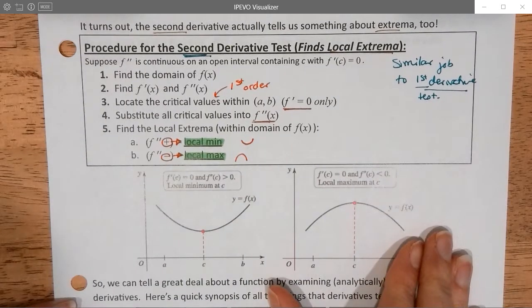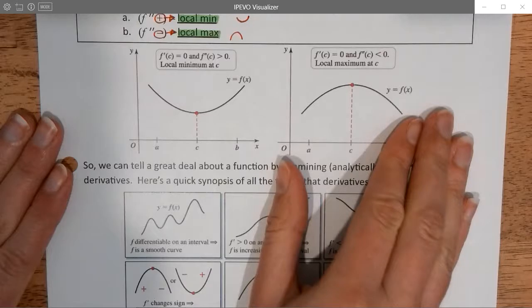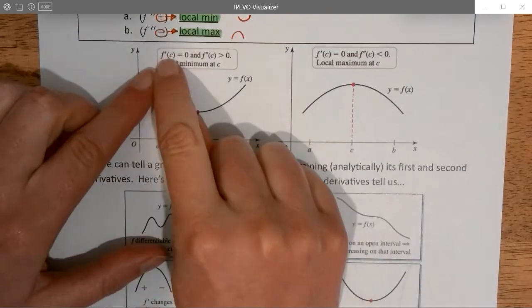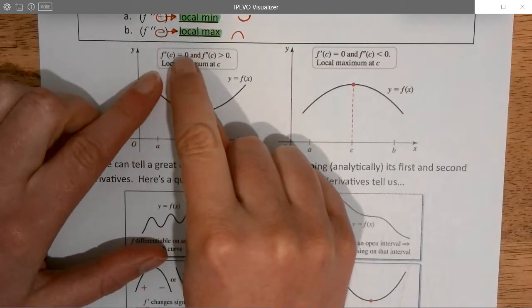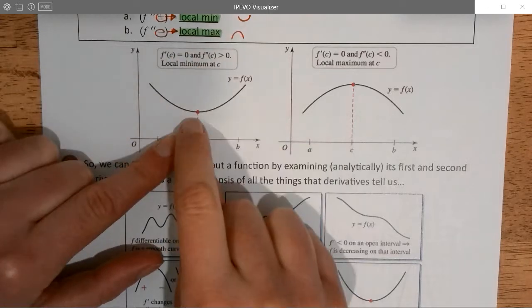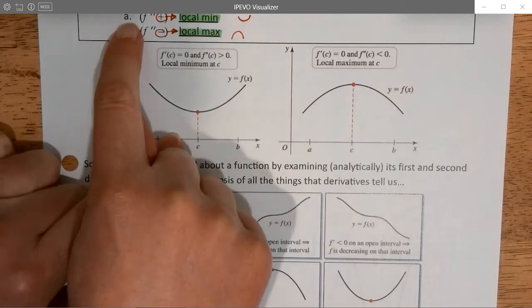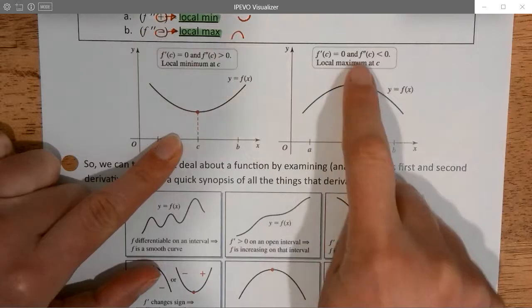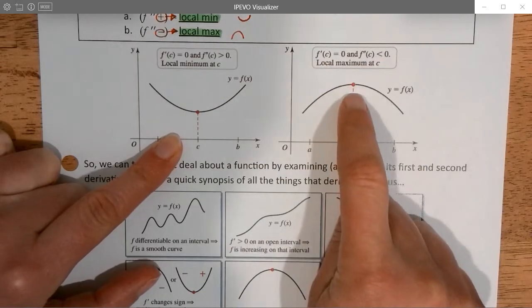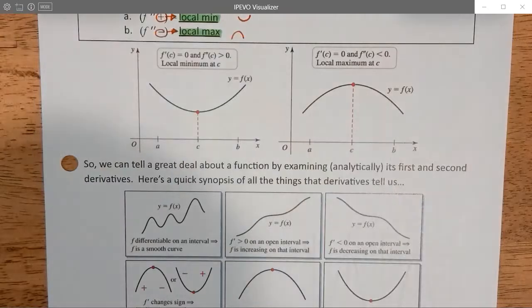Alright, so again, what it does, like I drew up here, if the first derivative is equal to 0, that means that you have a critical value. If you have a critical value where the concavity is positive, it must be a minimum. That's what we saw in part A. If you have a critical value where the concavity is negative, that critical value must be a maximum. Okay?